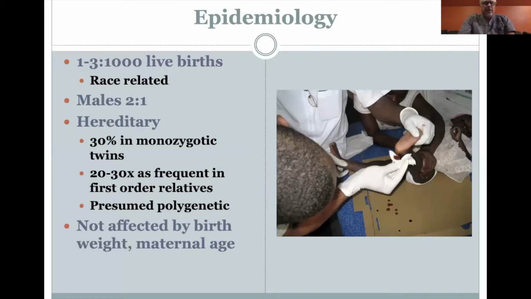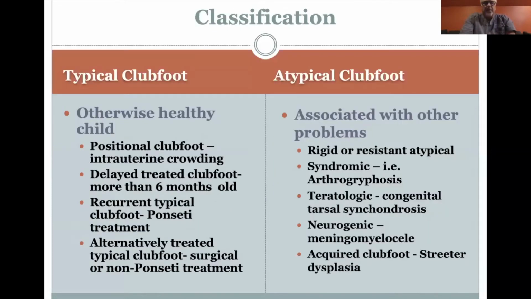There's definitely a hereditary component of it. It's 30% in monozygotic twins and 20 to 30 times as frequent in first order relatives when there is a clubfoot. It is presumed a polygenetic disorder. It's not affected by birth weight or maternal age.